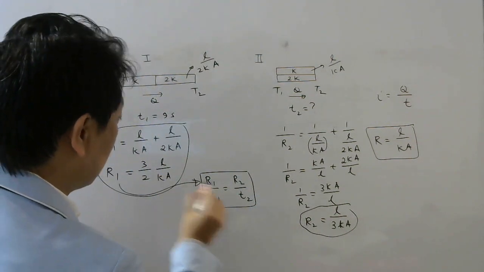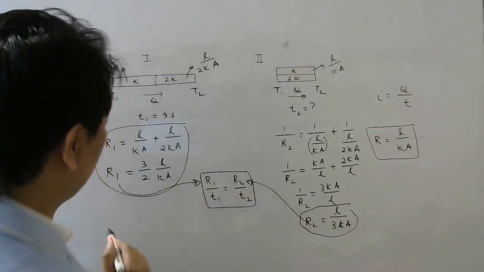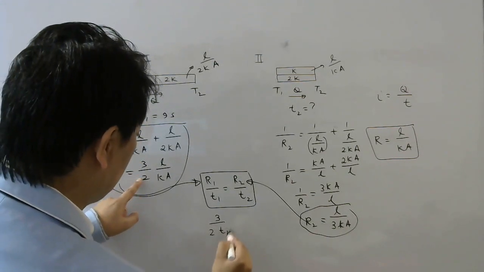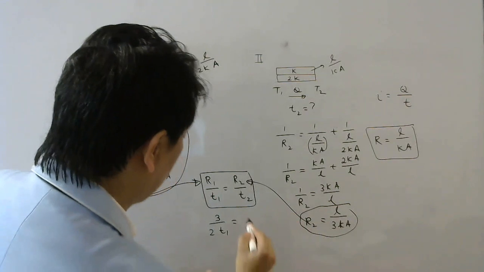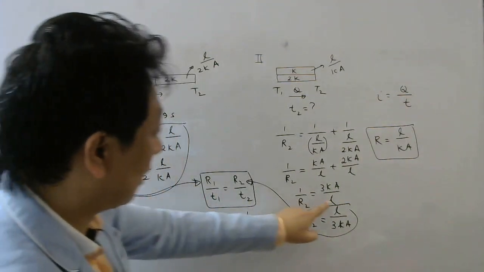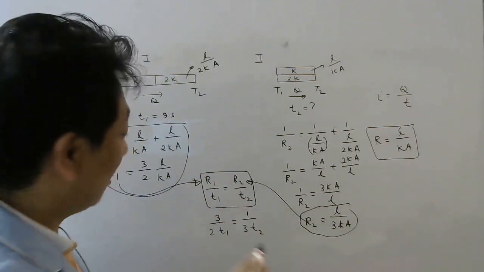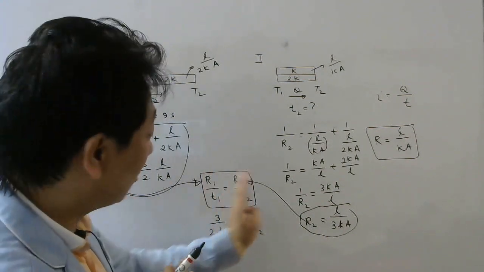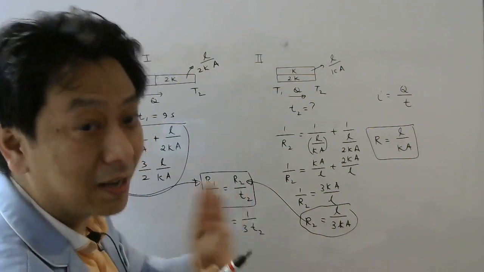Put this R1 here, put this R2 here. What will you get? Now 3 by 2 will be here. So 3 by 2 T1 and R2 will have 1 by 3, right? Why did I not write L by Ka, L by Ka? That will cancel when you substitute here, isn't it? On the left hand side L by Ka, on the right hand side L by Ka will cancel.